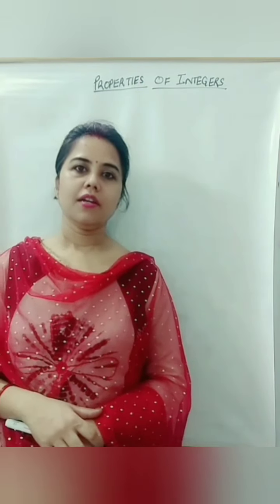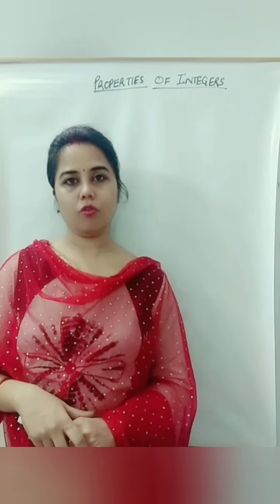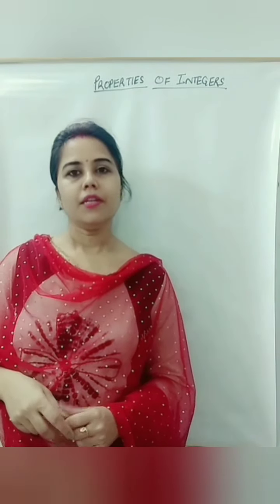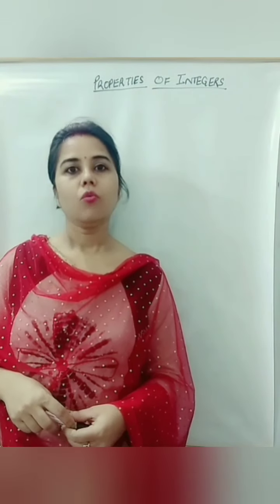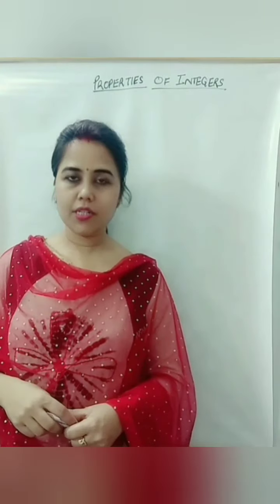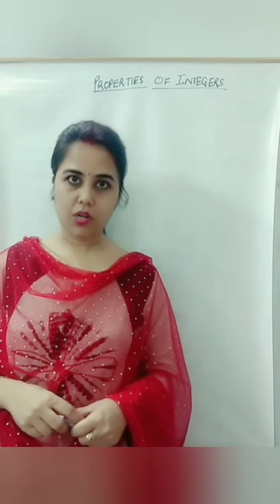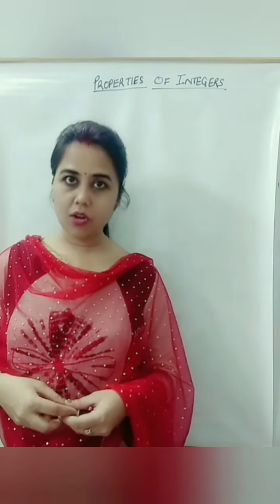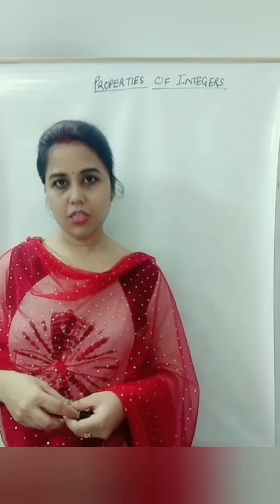Hello students, let us start some properties of integers. So what is the first property I am going to start? This is the closure property. What is a closure property? Closure means if I am going to add two integers, we will get an integer only. Or if we are going to multiply the integers, then also we are going to get an integer only.